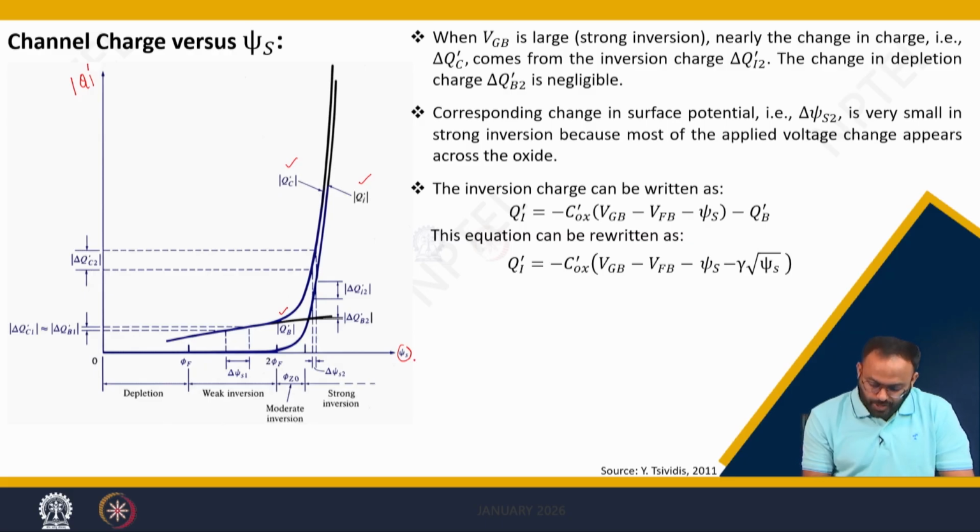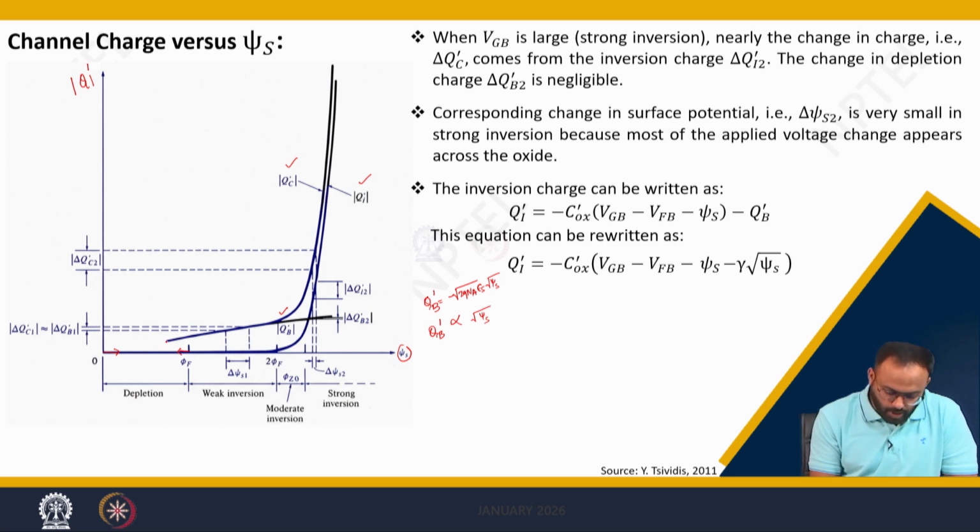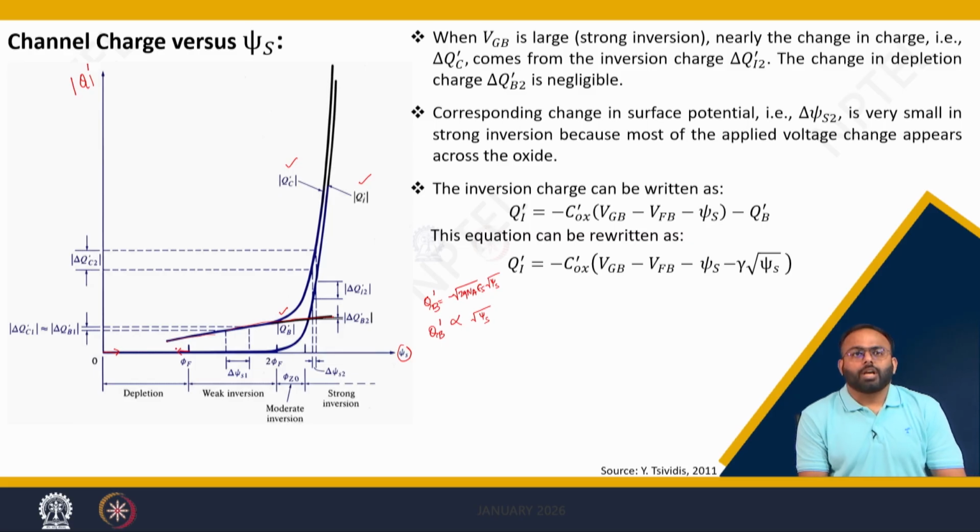When the surface potential is increasing beyond 0 and is less than phi f, ultimately you are in depletion. The depletion charge QB dash was given by minus the square root of 2 times q times Na times epsilon s times psi s. So the bulk charge was directly proportional to the square root of psi s, and hence we got this curve, which simply says that the charge was given by immobile ions.